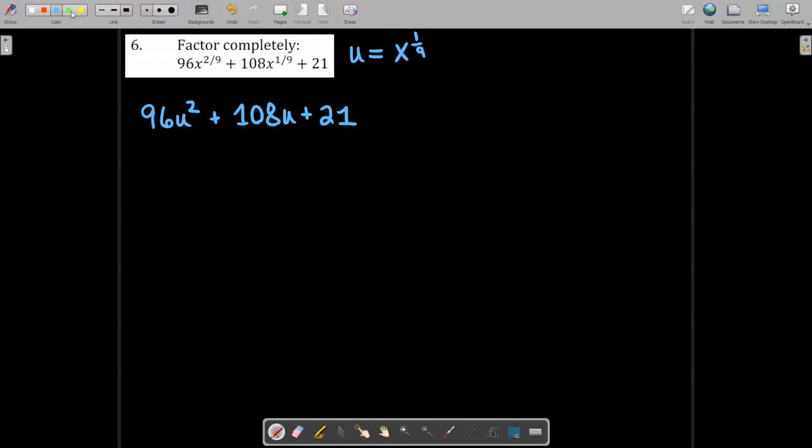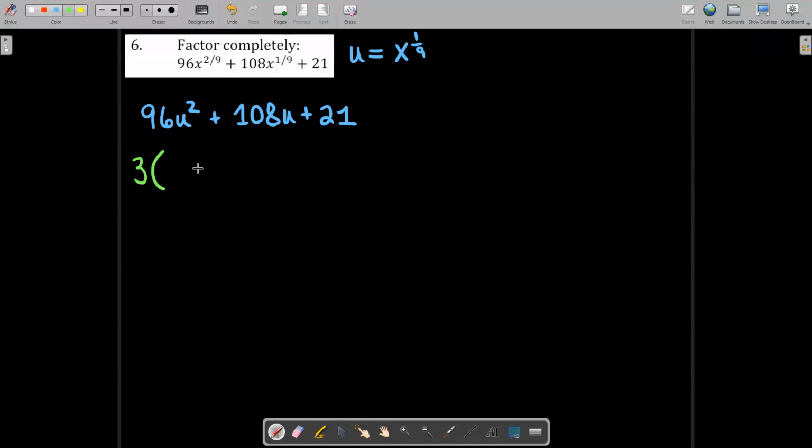Okay, so the first thing you always want to do in your factoring is check for a greatest common factor. If you start by just multiplying 96 by 21, not only are you going to have enormous numbers, you're also going to miss out on one of your factors. When it says factor completely, we have to have all of them. Okay, so the greatest common factor in this case is going to be 3. I can divide all of these by 3.